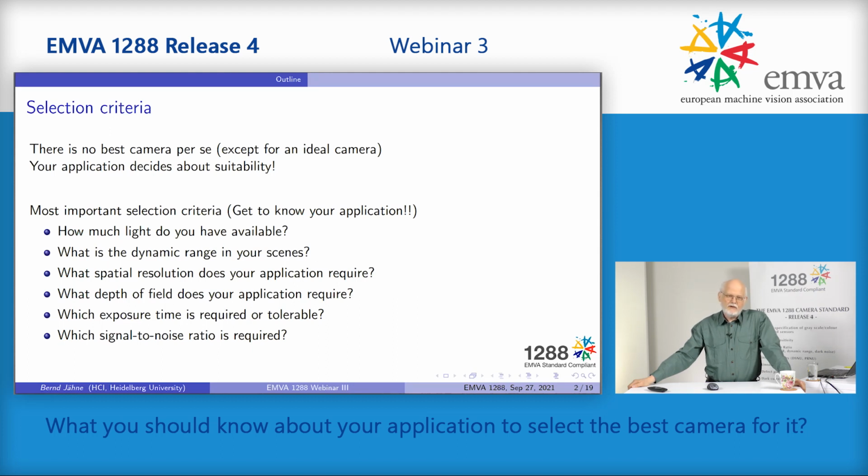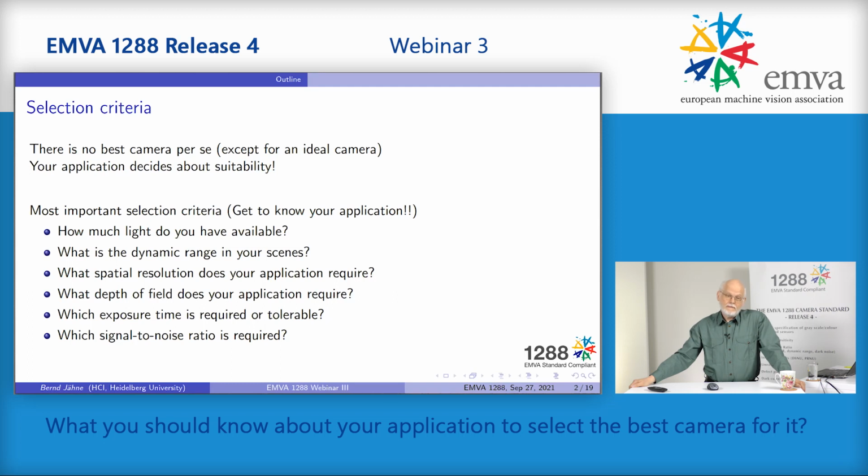The first question is not surprising and might be quite clear to everybody of you. If you have no light, you have no image. And so the first important question is, how much light do you have available? Is there really plenty of it? Or are you really in a situation where you have to capture each photon? That makes a big difference for the camera to be selected.